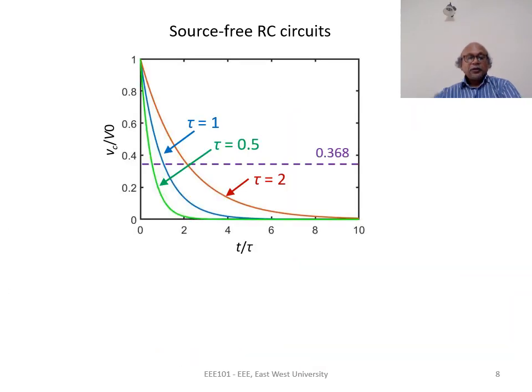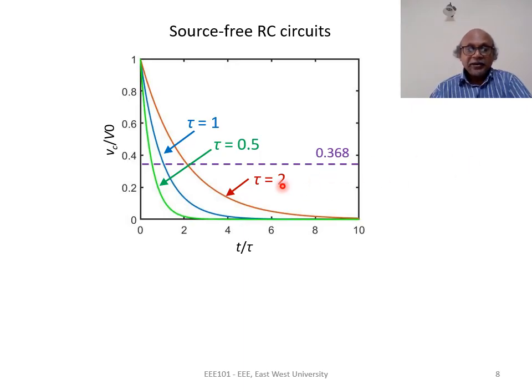Okay, now we want to see how the function changes when the value of tau is changed. We can change the value of tau by changing the value of R if C remains constant. Here we show three graphs. The green graph is for tau equal to 0.5 second. The blue graph is for tau equal to 1 second. And the red graph is for tau equal to 2 seconds.